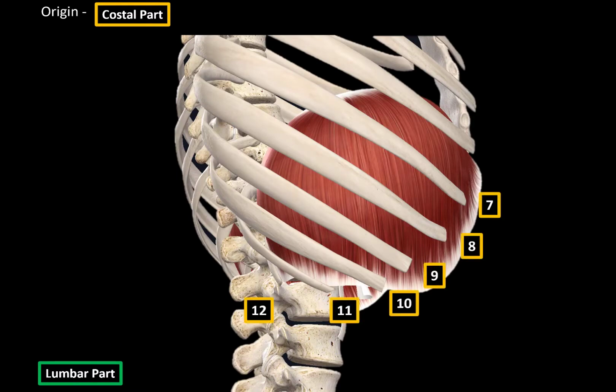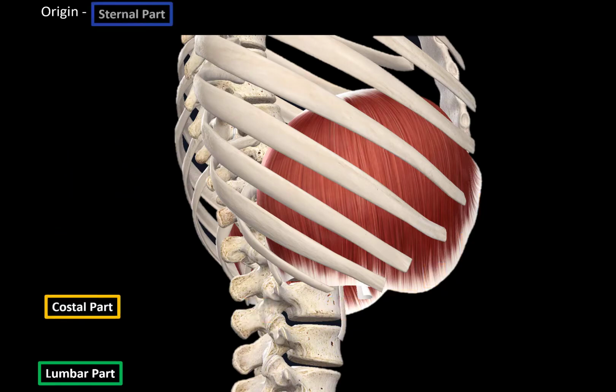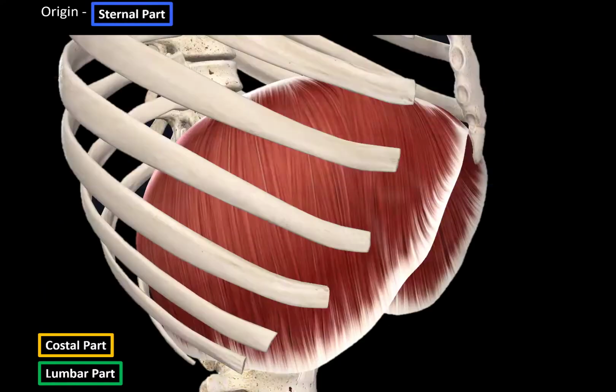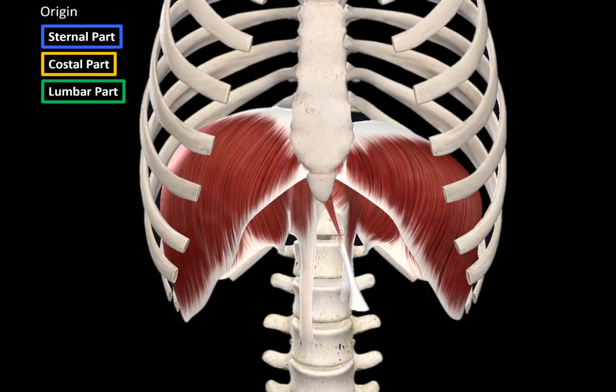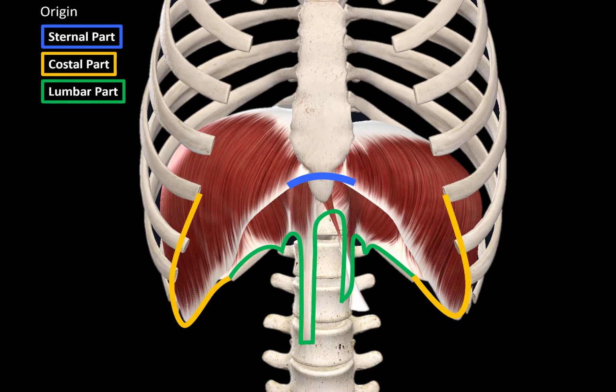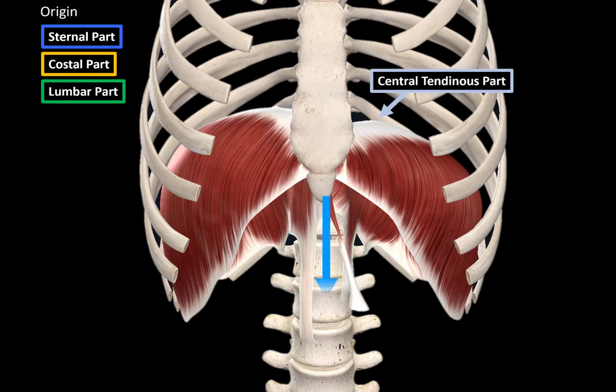And then when it reaches the top side of the diaphragm, it's going to originate behind the sternum as the sternal part. So if we focus on this region, you will see that it also originates from the posterior aspect of the xiphoid process of the sternum. That was all the origin points of the diaphragm. The lumbar part, the costal part, and the sternal part. So fibers originate from these areas, and then they insert at the central tendinous part to pull it down and help bring air into the lungs.